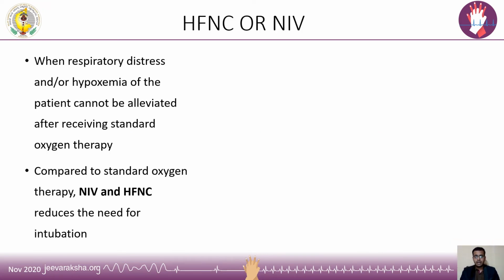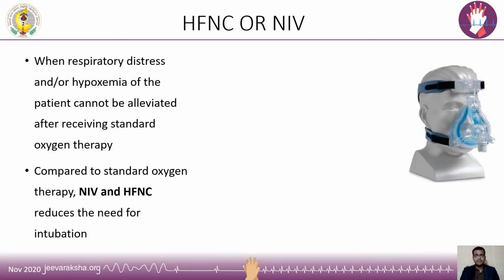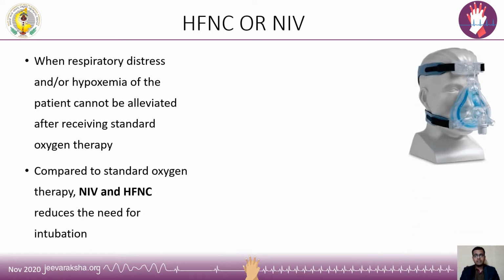So when it comes to HFNC and NIV, the important thing is what is this NIV? NIV is where you form a tight seal around the nose and the oral cavity, and the gas is given in a pressurized form. This form of delivery will give some form of support to the respiratory system, and it helps in increasing the oxygen in the blood. This is usually useful in patients with respiratory distress with some form of hypoxia.